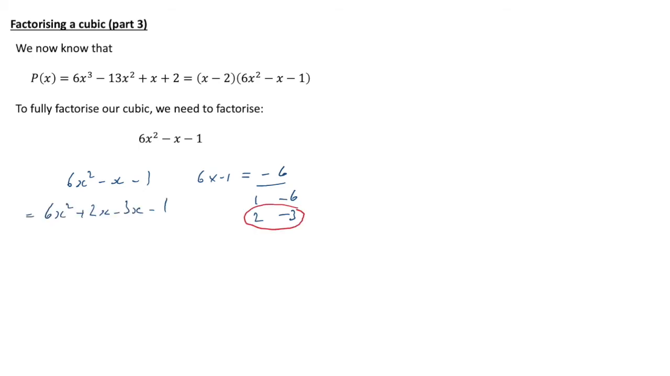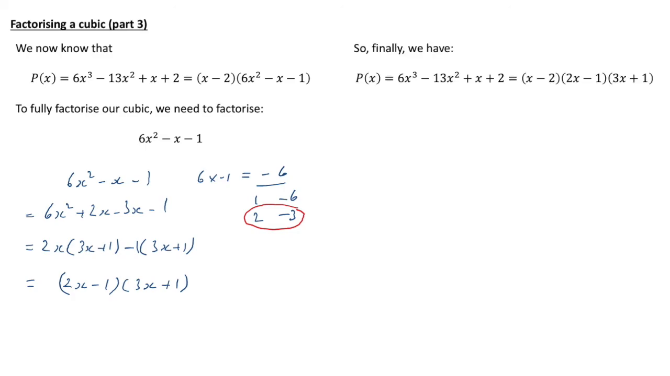So the next line is we split our minus x into plus 2x minus 3x. The x squared and the constant stay the same, and we can now in pairs factorise these. So the first pair of 6x squared plus 2x, we take a factor of 2x out, which gives us 2x times 3x plus 1, and for our minus 3x minus 1, then we can take minus 1 out to give us 3x plus 1. Put them together, we've got 2x minus 1 times 3x plus 1, and finally we are there.